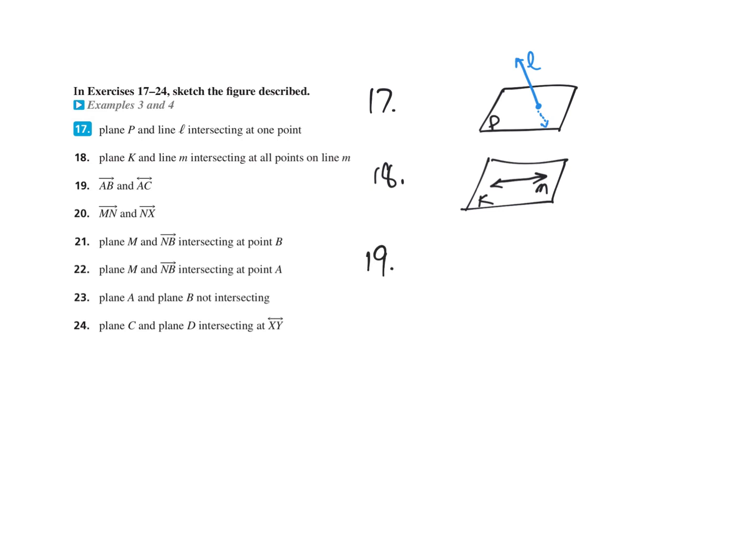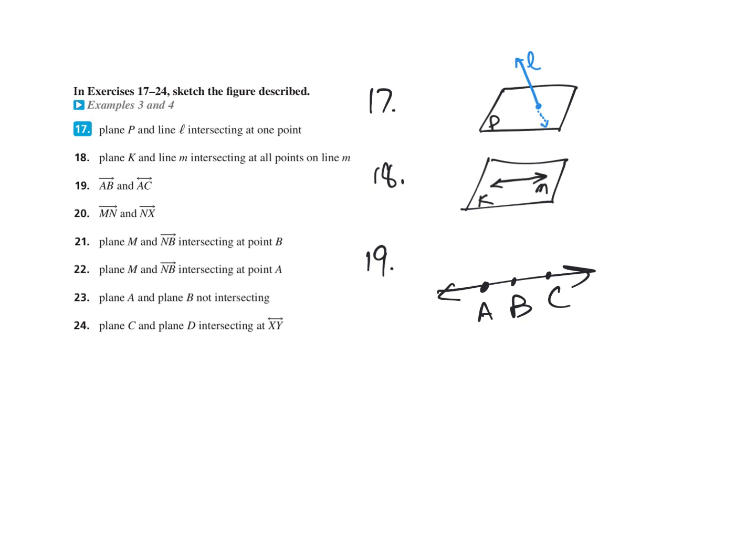19. You have ray AB and line AC. Okay, a couple different ways you can do this. So we can just draw A here and B, and you can put C here. So line AB, you have ray AB, and you also have line AC.